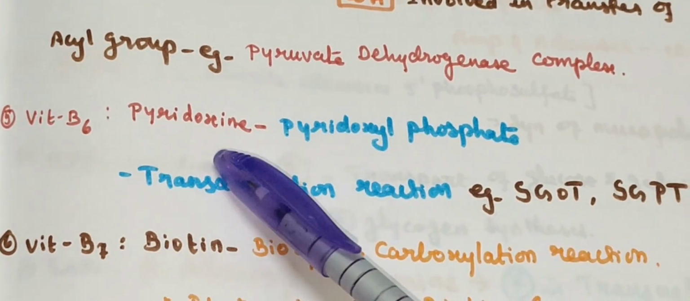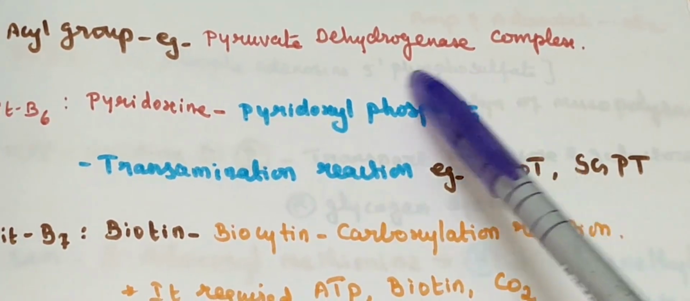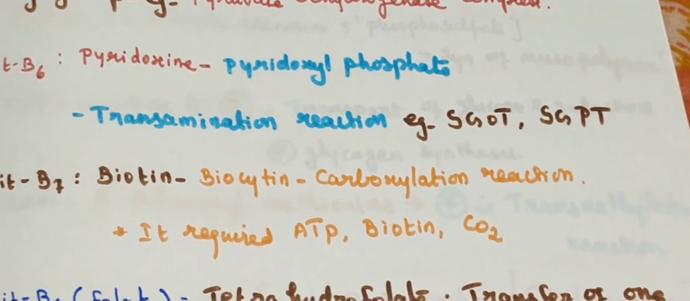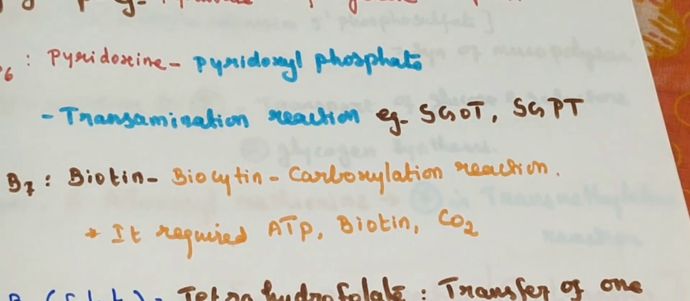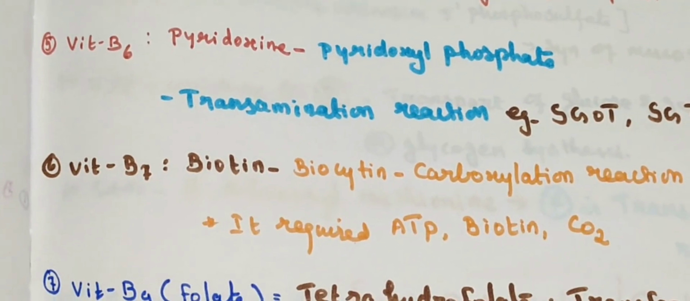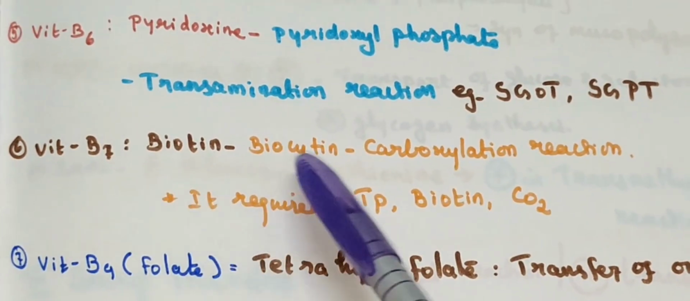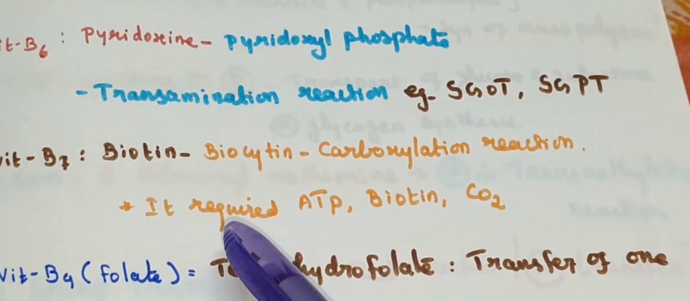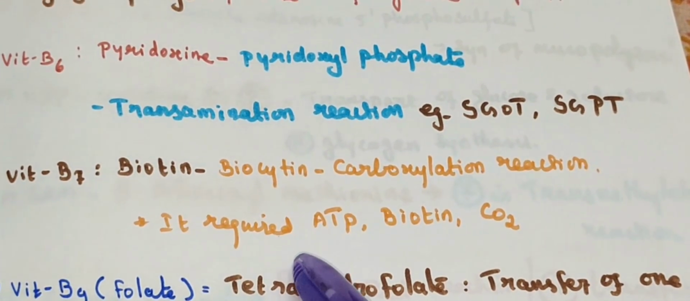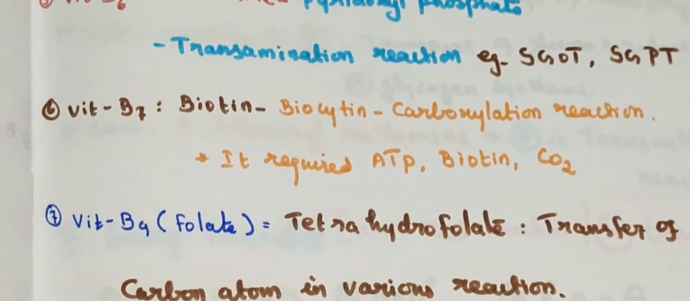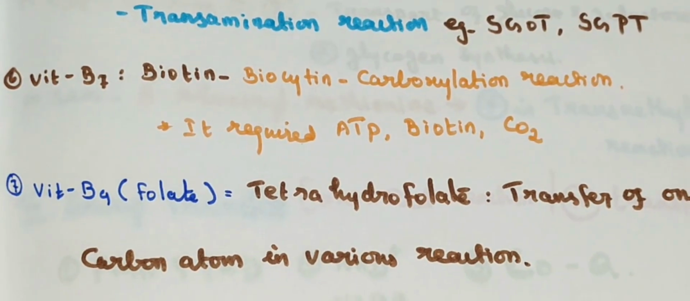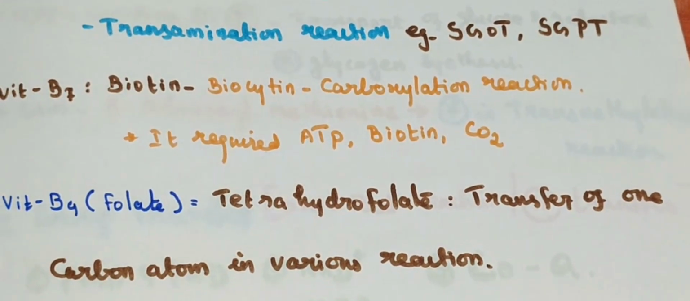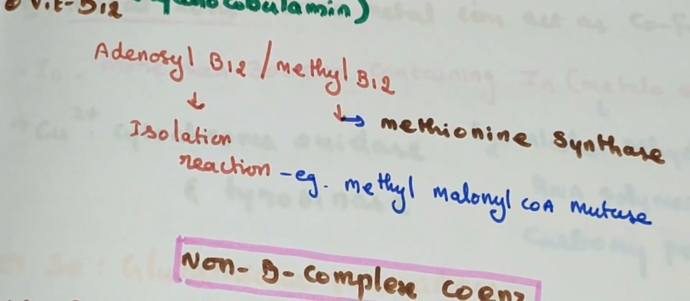Then vitamin B6, pyridoxine. Pyridoxal phosphate is the coenzyme form, involved in transamination reactions. Examples are SGOT and SGPT. Then vitamin B7, biotin, where biocytin is the coenzyme form. It is involved in carboxylation reactions, which require ATP, biotin and carbon dioxide. Then vitamin B9, folate, where tetrahydrofolate is the coenzyme form, transferring one carbon atom in various reactions.